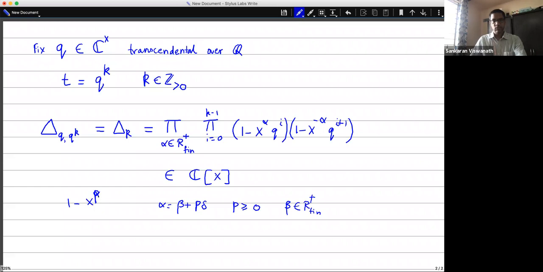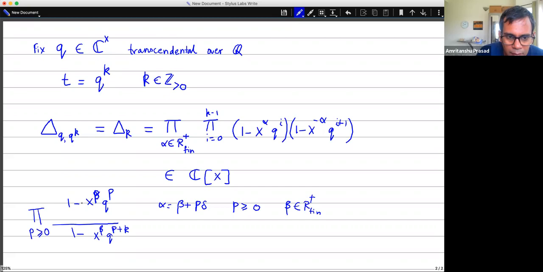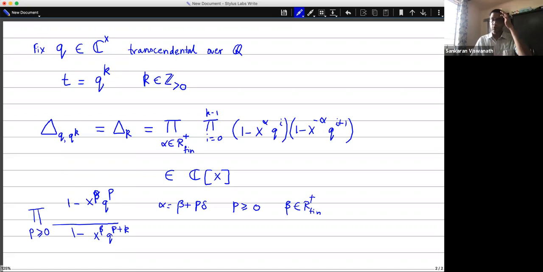And 1 minus t was again chosen to be, so it's x to the beta q to the p plus k, because of this choice that t is q power k. Right? Is that all right? And now the product is over all affine positive roots, which in particular means I must take the product over all p greater than or equal to 0. This is for a single beta. So now the cancellation is here. So there are so many uncancelled terms in the numerator. That okay, right? Thanks. That's it.